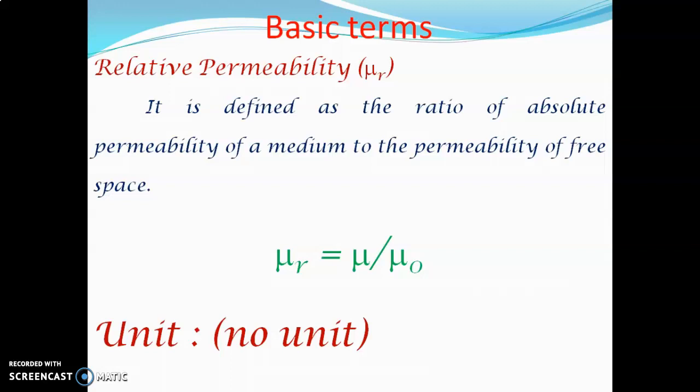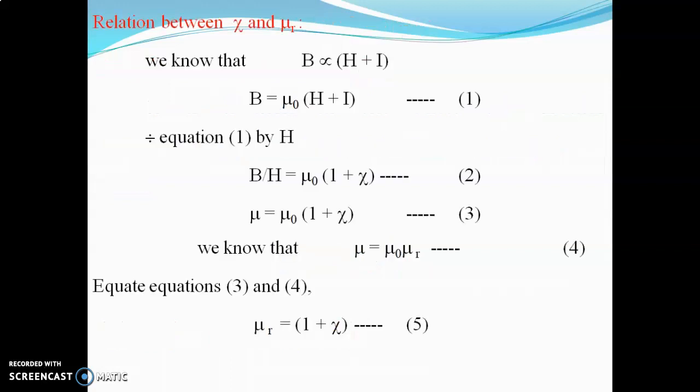The relative permeability is the ratio of mu by mu naught, where mu is the absolute permeability and mu naught is the permeability in free space. So this is the relation between susceptibility and permeability: mu r is equal to 1 plus chi. Just see the equation so that you will understand the derivation. Relative permeability is equal to 1 plus susceptibility.